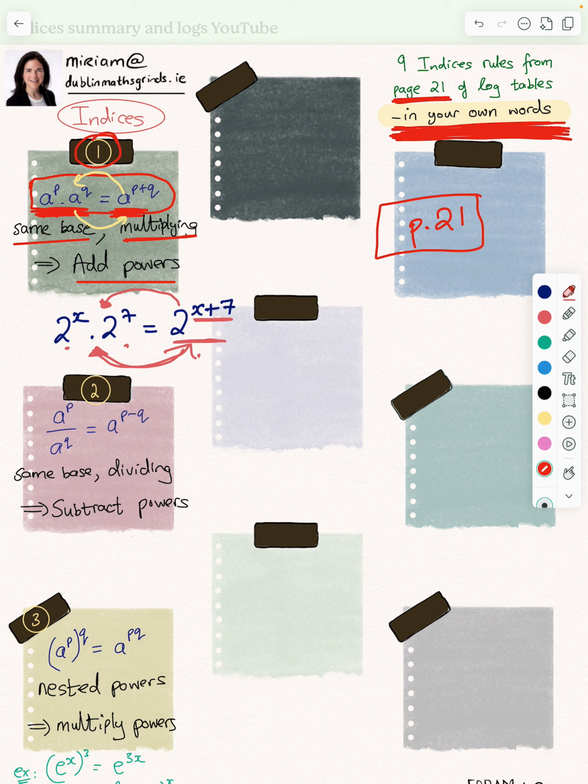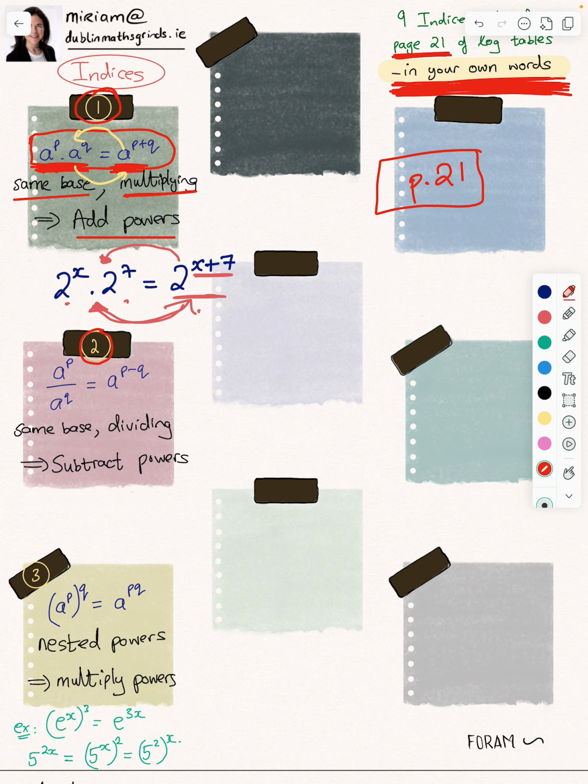Okay, rule 2 very much mirrors rule 1, only it deals with dividing. So when you have a to the p over a to the q, that's a to the p minus q. So what you see here is the same base, a, you're dividing and you subtract your powers. So for example, if you had 5 to the power of 3 minus x, this is working backwards now actually, you could write that as 5 to the power of 3 over 5 to the power of x, and if in doubt, check, is this equal to this?